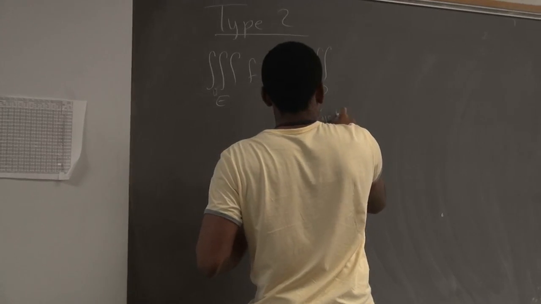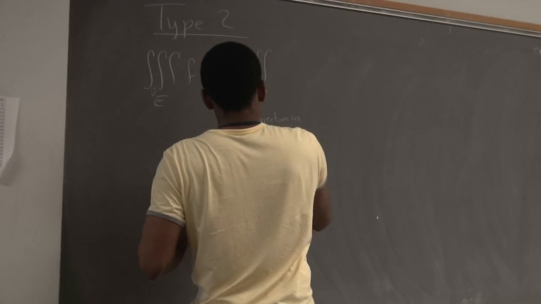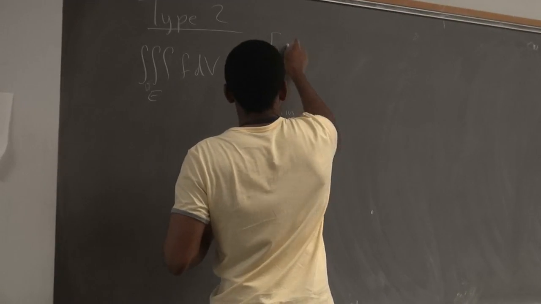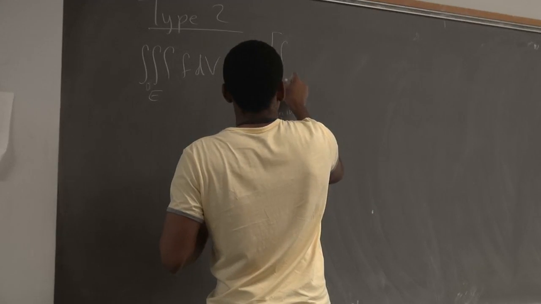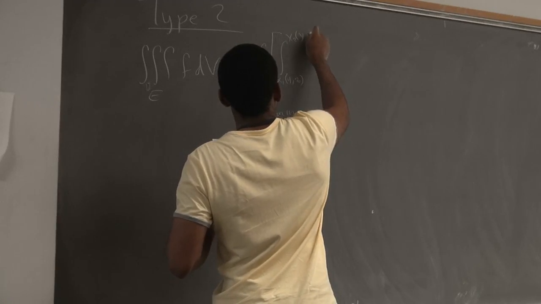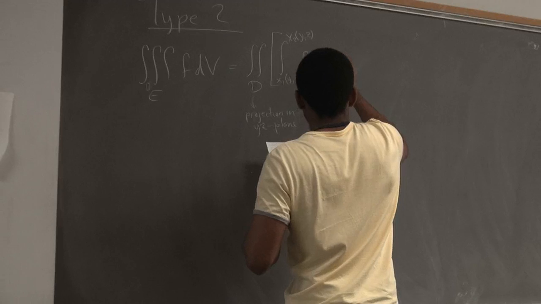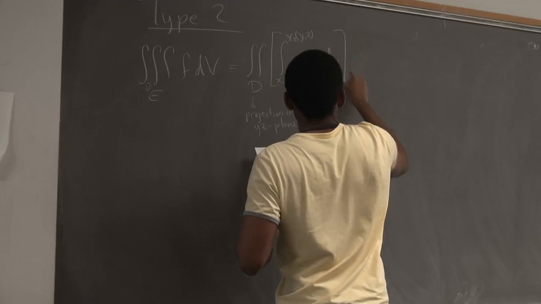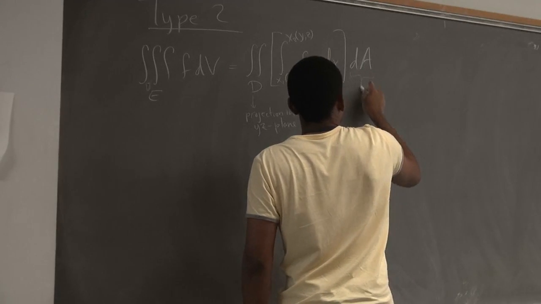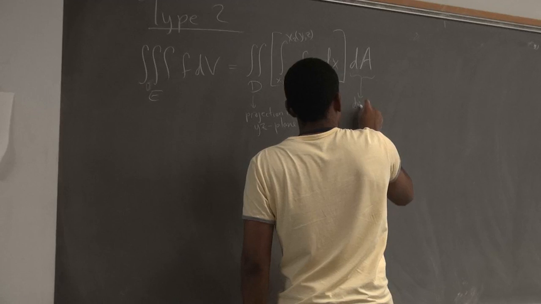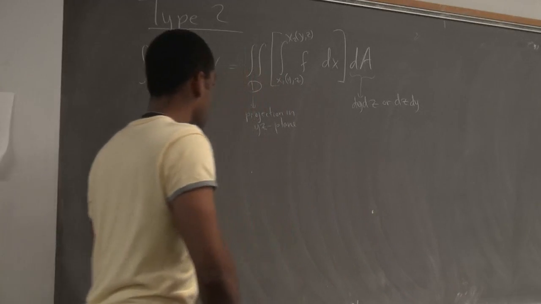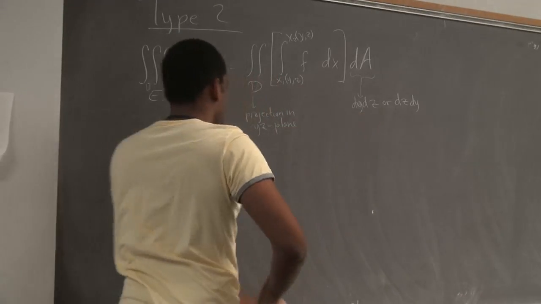D is the projection in the YZ plane. And this is x1 of YZ, x2 of YZ, this is f, and then this is dx. dA. Here your dA is either dy dz or dz dy. Wherever your projection is, those are the variables that you're integrating.